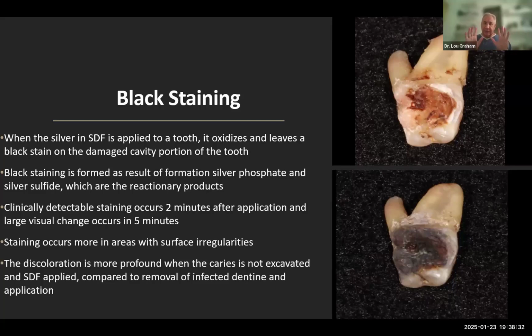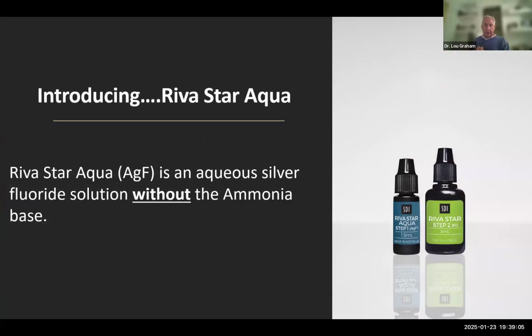You could get really bad staining in irregular areas on the tooth. And the discoloration, and this is really important, is more profound when you've just got a deep cavity and you don't take out any of the infected decay; the black staining will be even more apparent. So we'll talk about removing the infected dentin and then, subsequent to that, using SDF. There are multiple ways of doing it, but a key point is the more infected dentin you remove, you'll see a little bit less black staining.